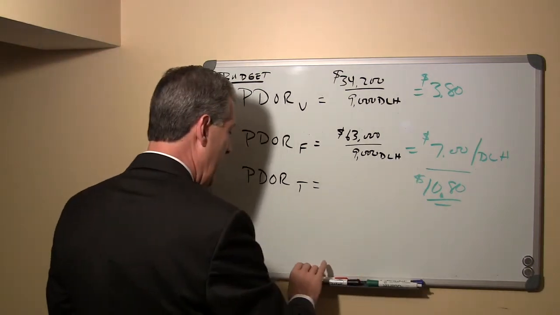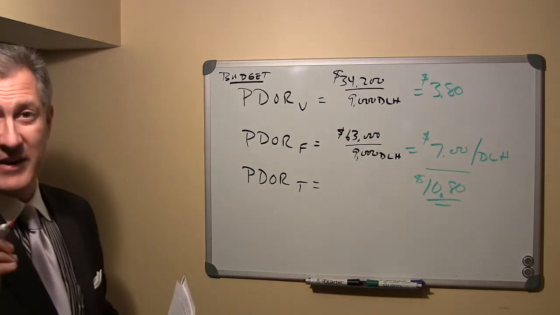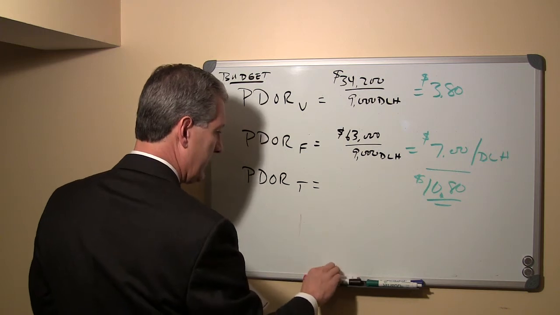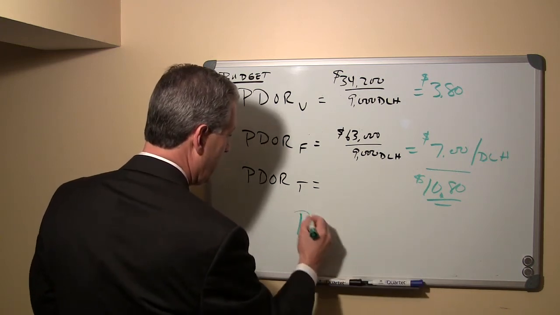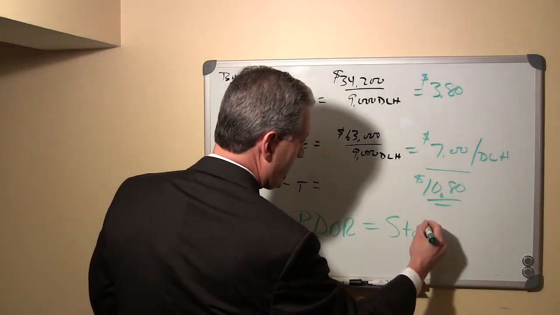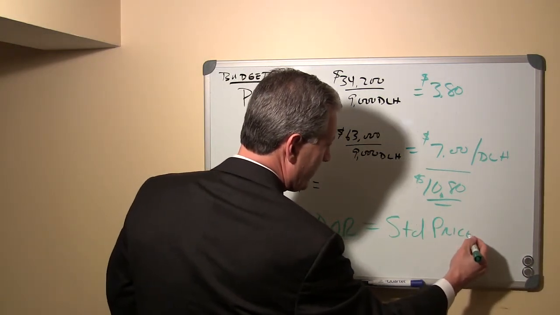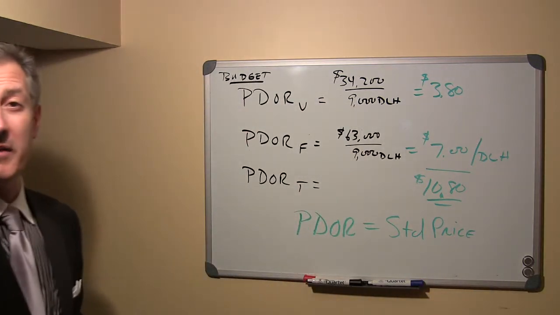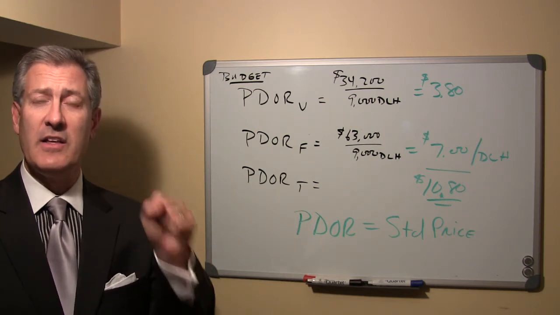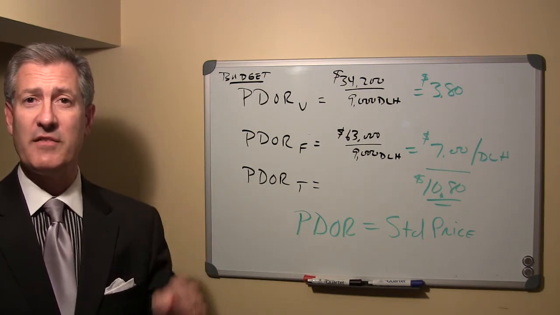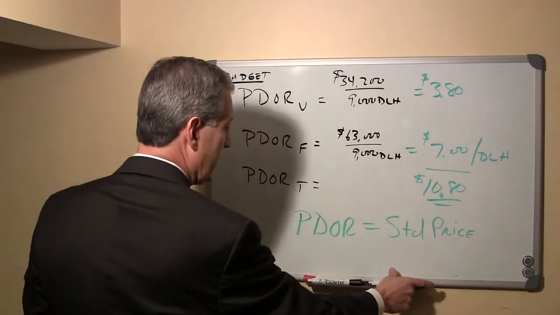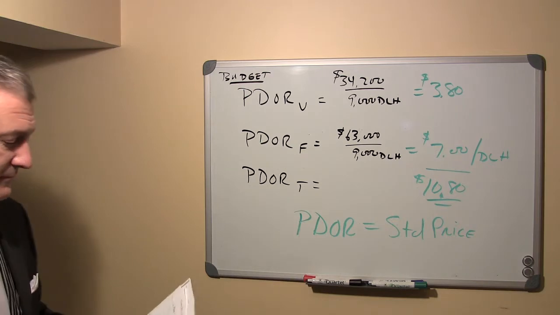And the thing that is absolutely important, and the primary purpose for calculating the predetermined overhead rate, is that the predetermined overhead rate equals the standard price to be used in preparing, number one, the standard cost card, and secondly, to calculate the variable and fixed manufacturing overhead variances. So that's the first thing that you need to do, is to be able to calculate the predetermined overhead rates.